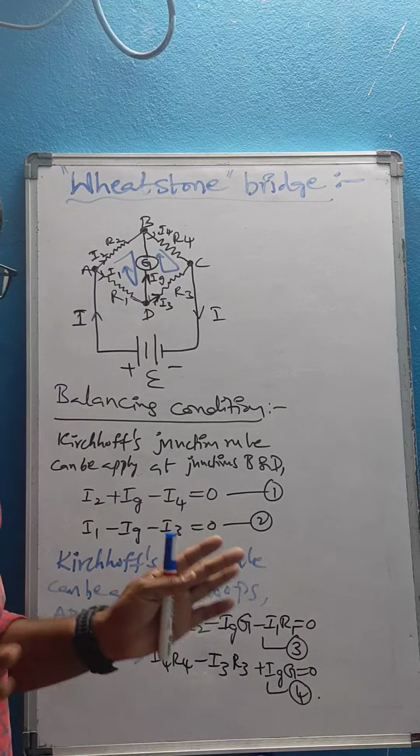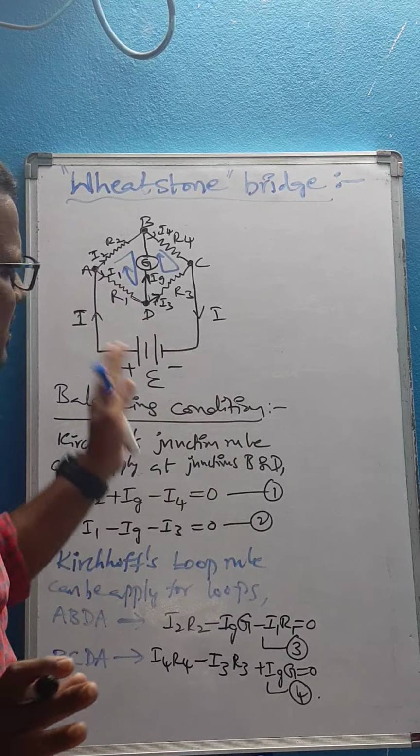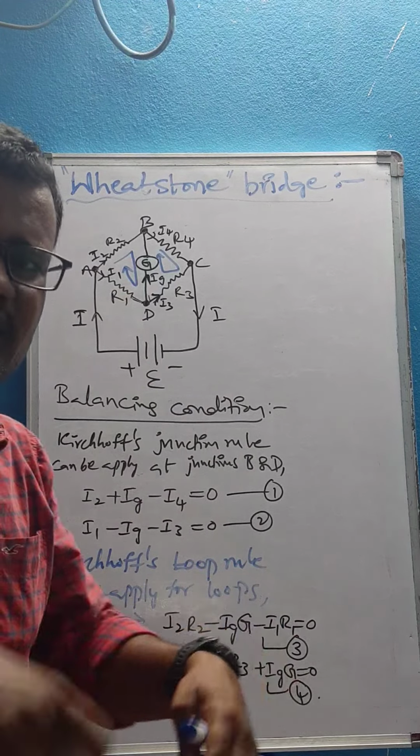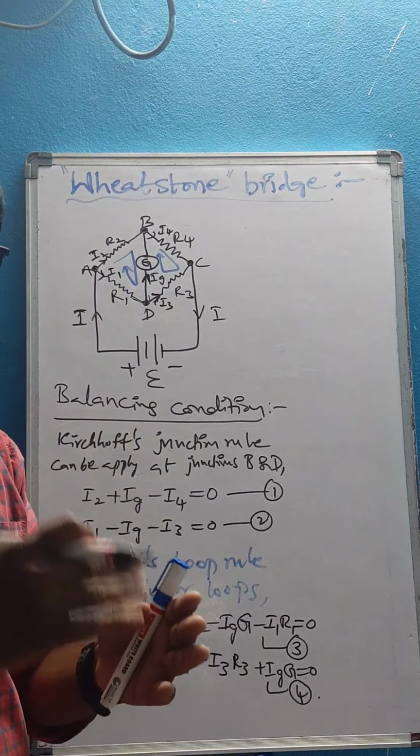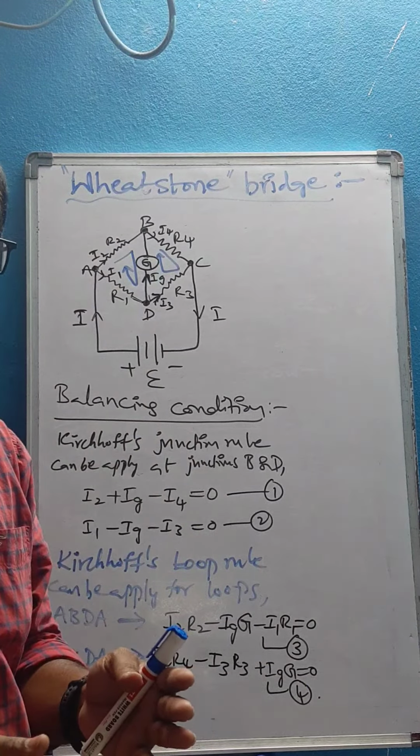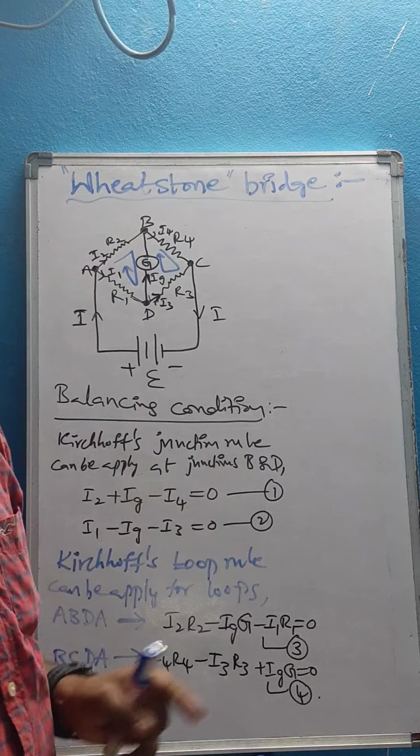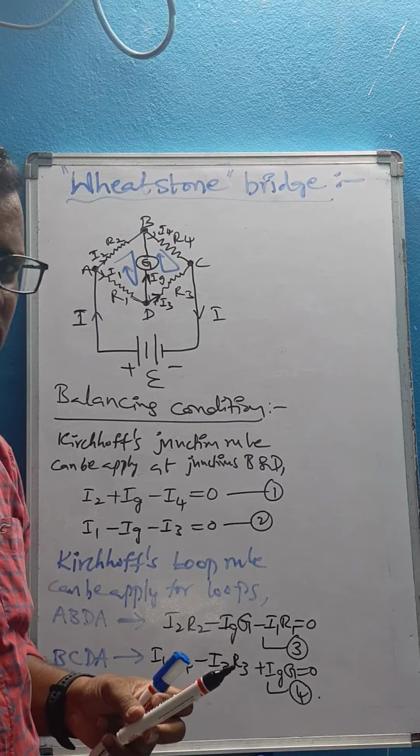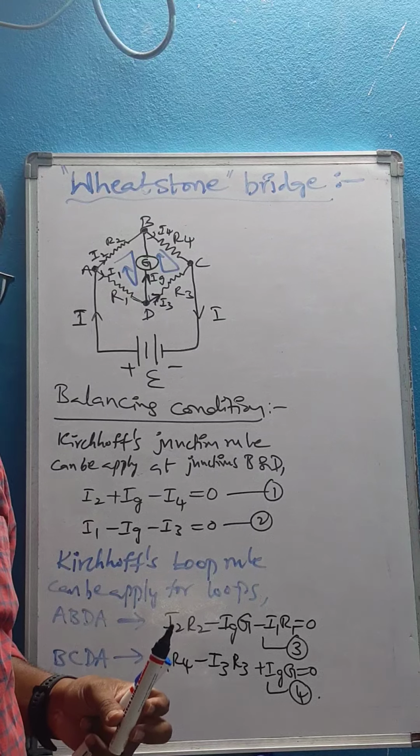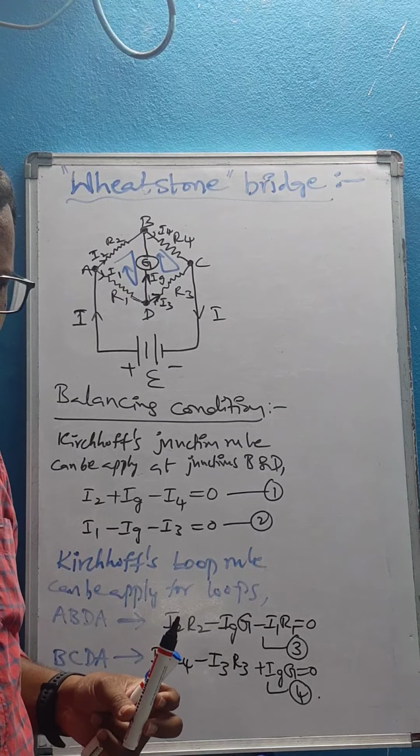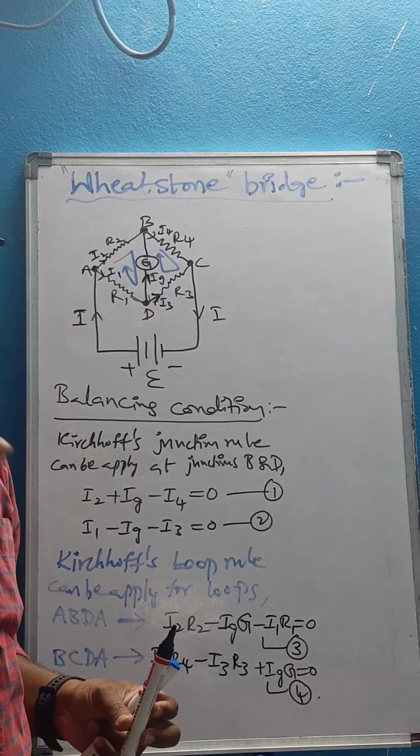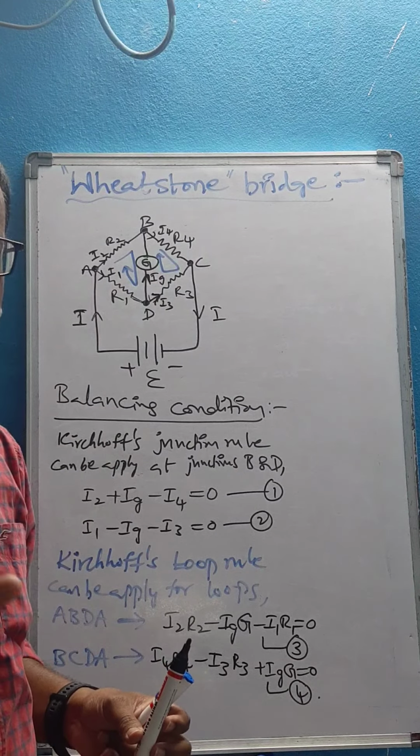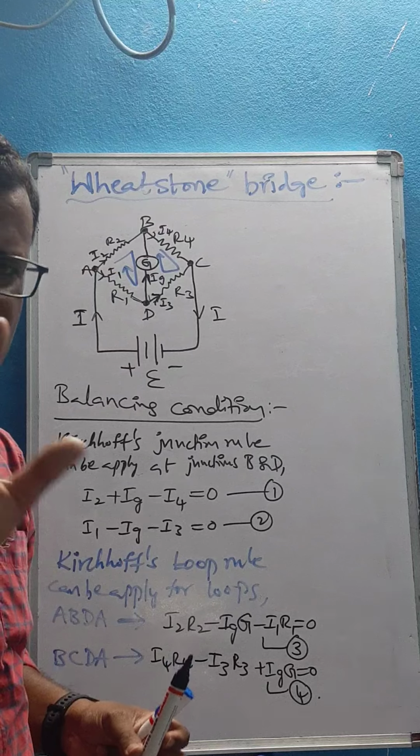If the 4 resistors don't have the same current, then the excess amount of current will be passing through the galvanometer. Then the galvanometer shows deflection. If the galvanometer shows deflection, that means the resistors are not balanced. Why? Because all the resistors do not have the same current.